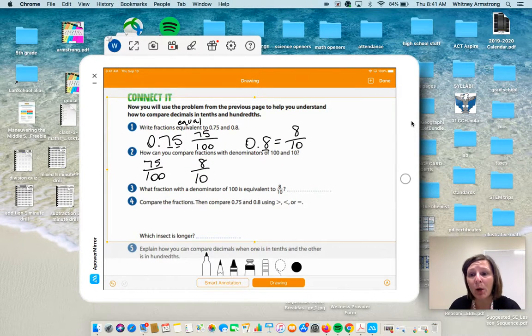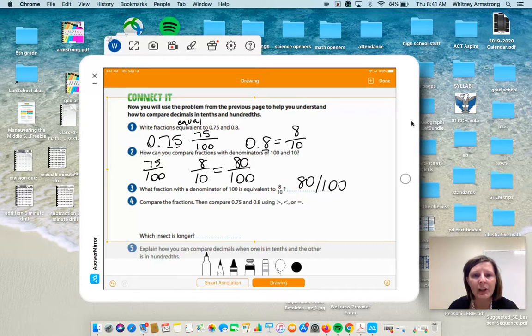If you remember correctly, the week before last, we talked about changing tenths to hundredths, and all we had to do to get this to be 100 was add a 0 to the bottom and add a 0 to the top. So now I have 80 100ths, which is still bigger than 75 hundredths. So what fraction with a denominator of 100 is equal to 8/10? We just figured that out to be 80 100ths.